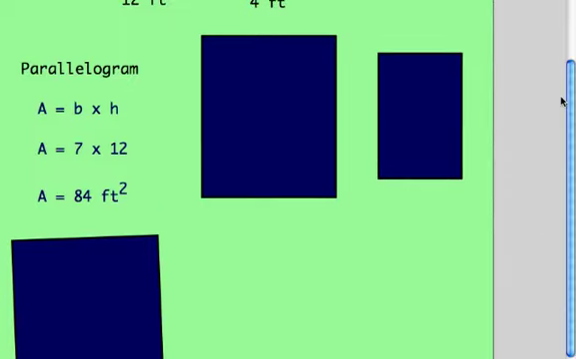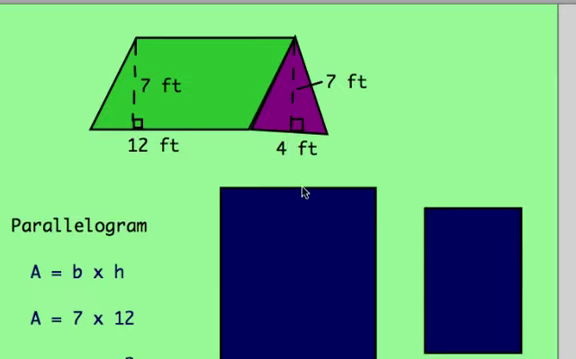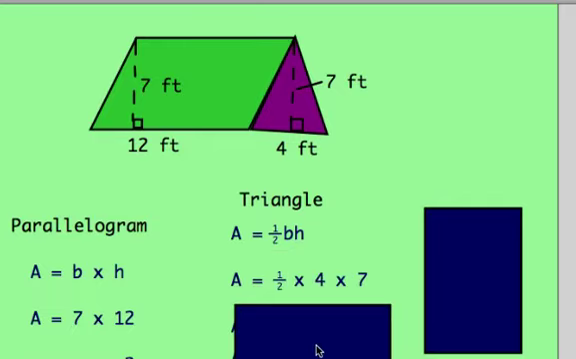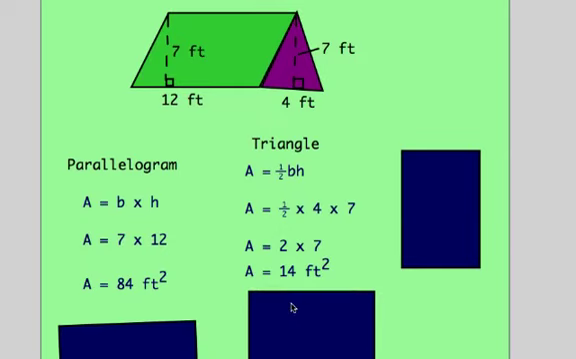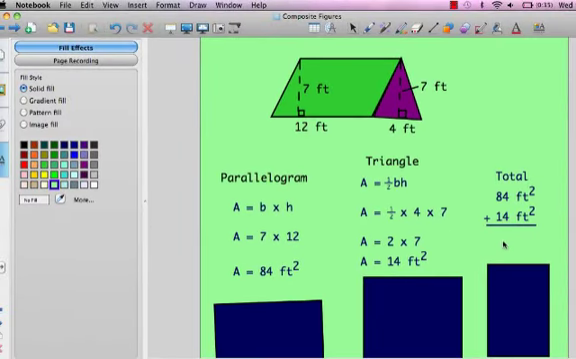The triangle, if you can take a look here, the height is 7. The base is 4. So again, the formula 1/2 base times height, or just base times height divided by 2. And we have half of 4, which is 2. 2 times 7, 14 feet squared. And then finally, as you'll recall, the last step is to add up both of those areas. So when we do that, we get 98 feet squared.